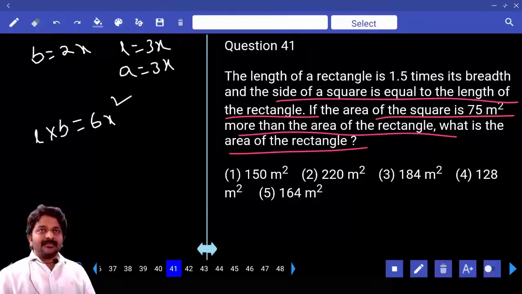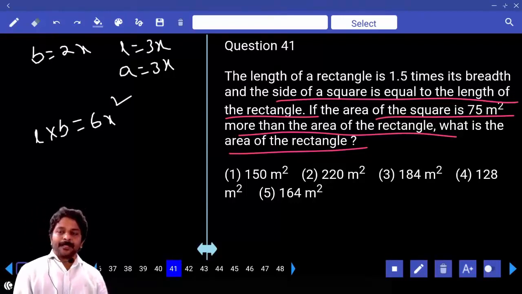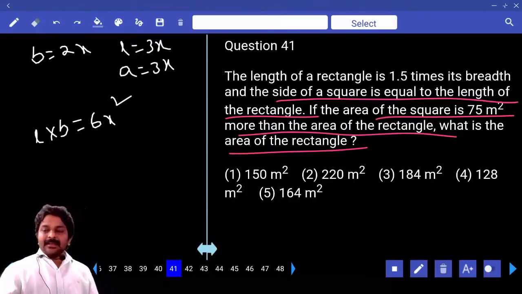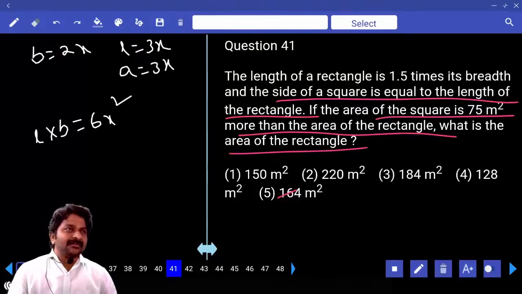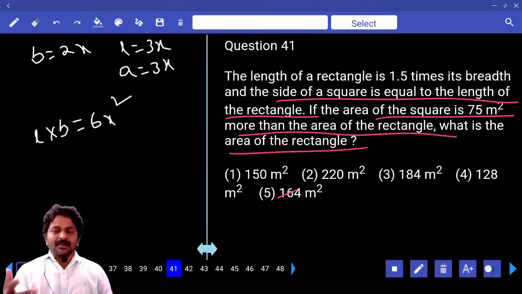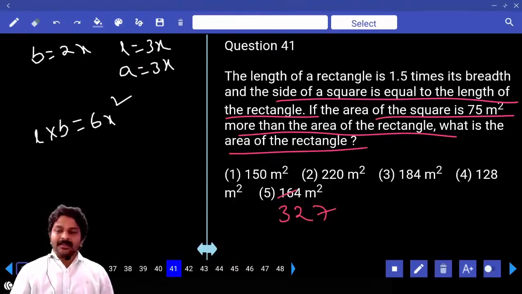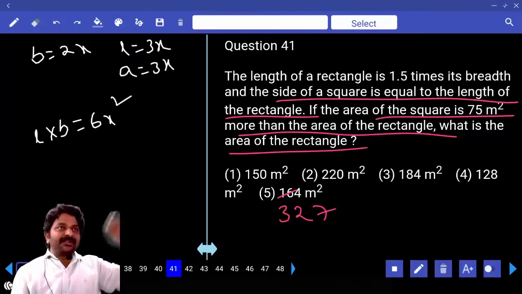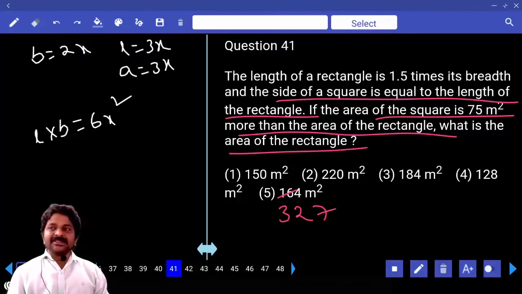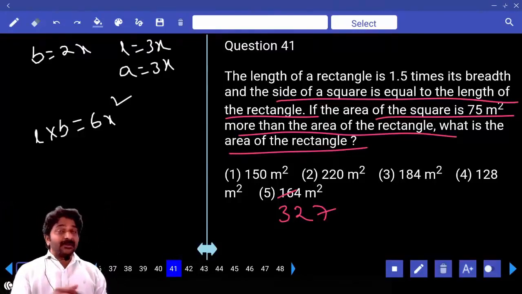Come on. Can somebody tell me some other multiple of 3? Any number, some multiple of 3. Say any multiple of 3. 327, okay, 327 is fine. Suppose you take 327, that is also a multiple of 3, right? Come on. Still, you can answer the question without solving it.